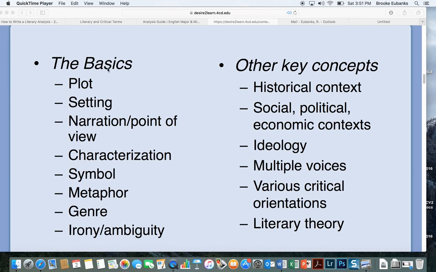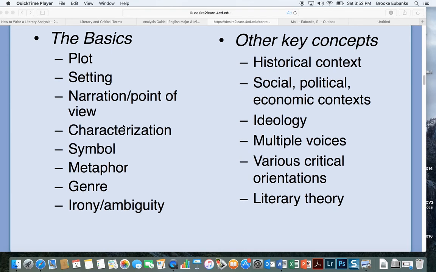And I call your attention to the basics because this is what we'll be working with in English 1A predominantly. We get into the more detailed concepts in English 1C and English 2B. So the basics are the plot, which is the story. The setting is particularly symbolic in the 100-Foot Journey because Hassan and his family travel to many different countries before settling in France. Narration, the point of view, who is telling the story? Is it an individual telling a story, or is it what we call an omniscient narrator?